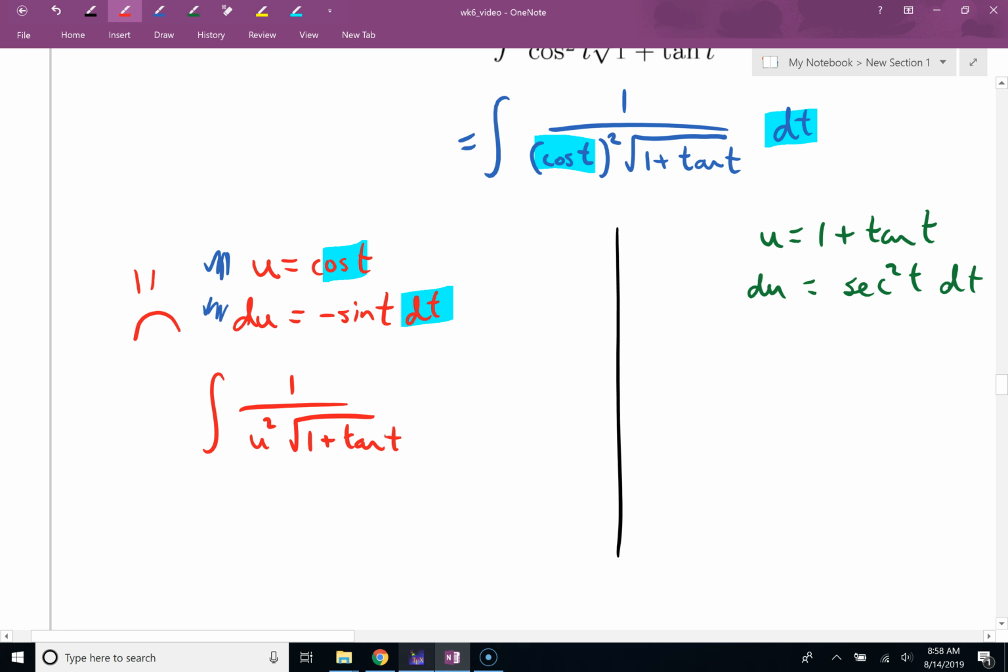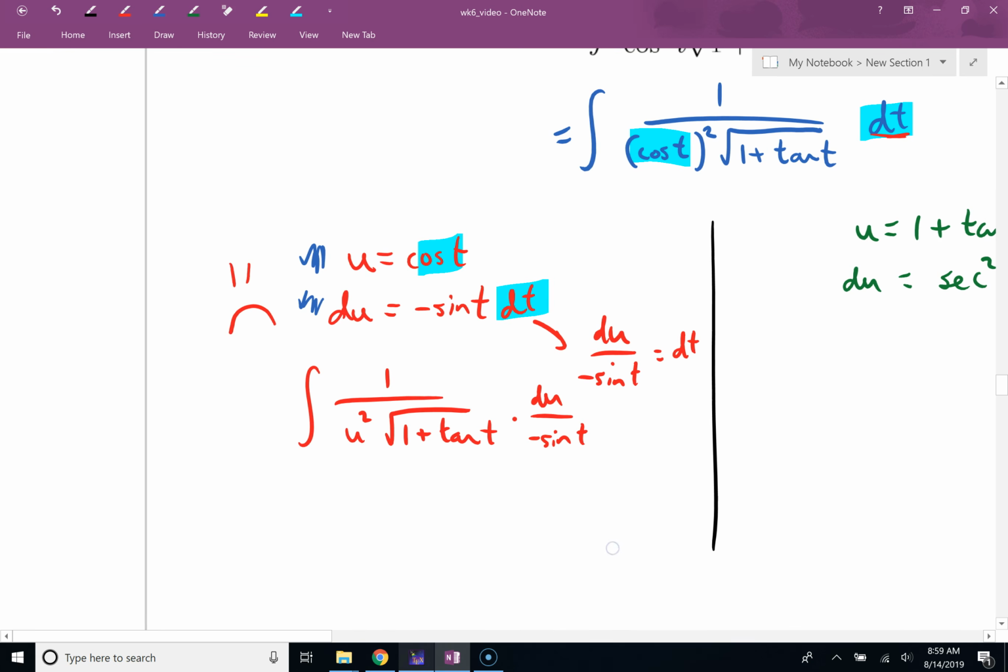And then I guess I could go ahead and take this and I could make this du over negative sine of t equal to dt. And so instead of dt here, I could go ahead and swap that in. And so I'd get du divided by negative sine of t. But remember, in order to evaluate this integral, you need all u's. You're not allowed to have any more t's. You need to switch everything over.